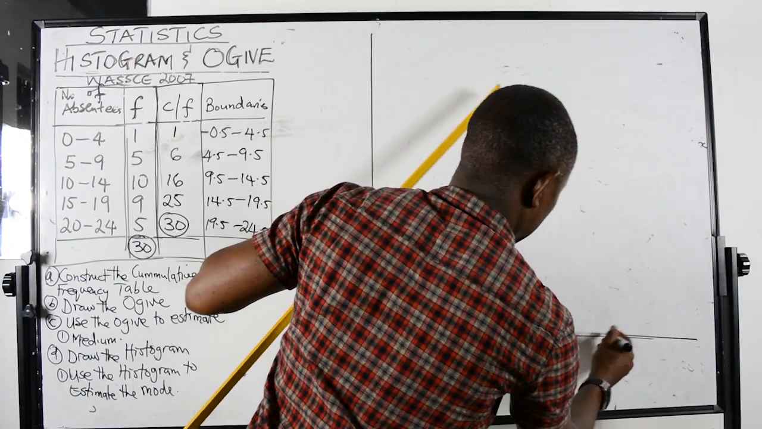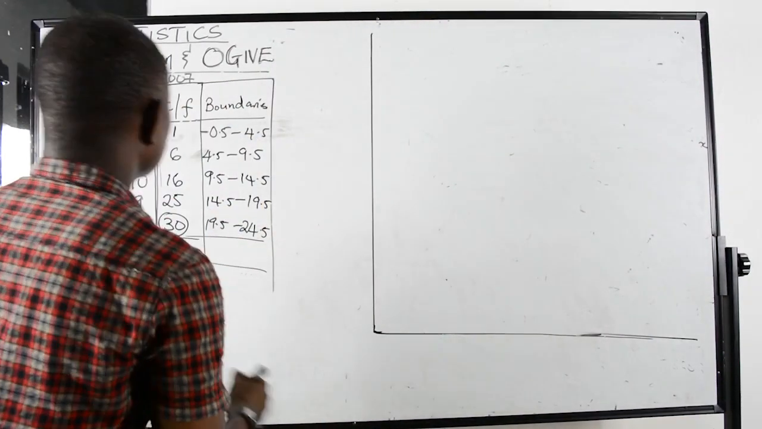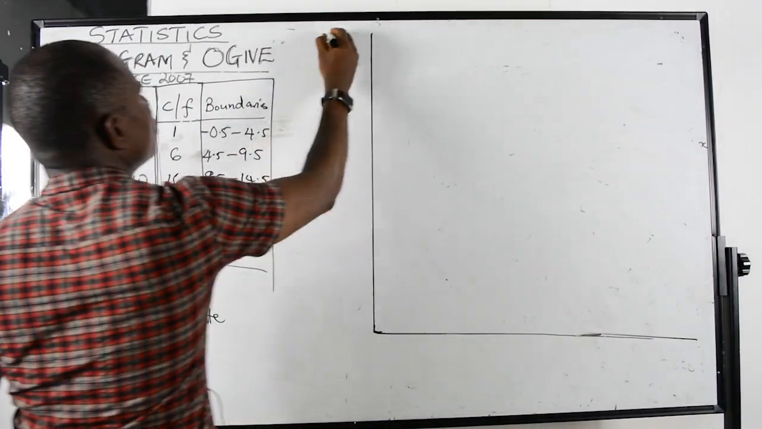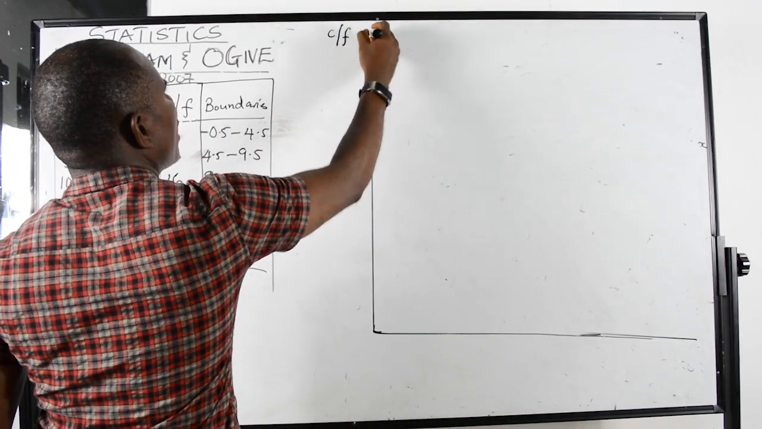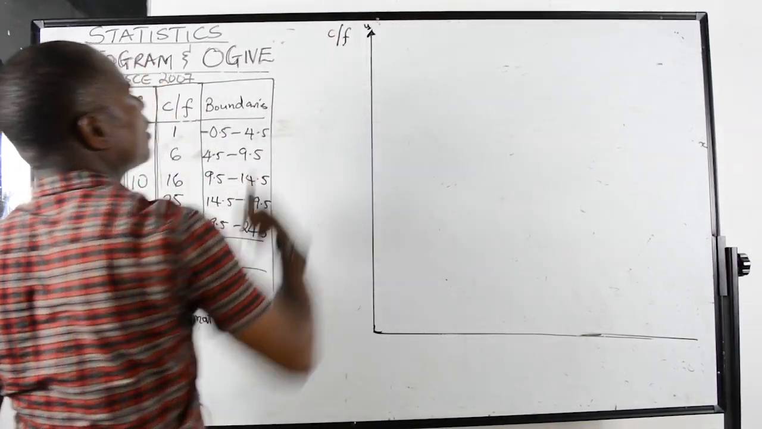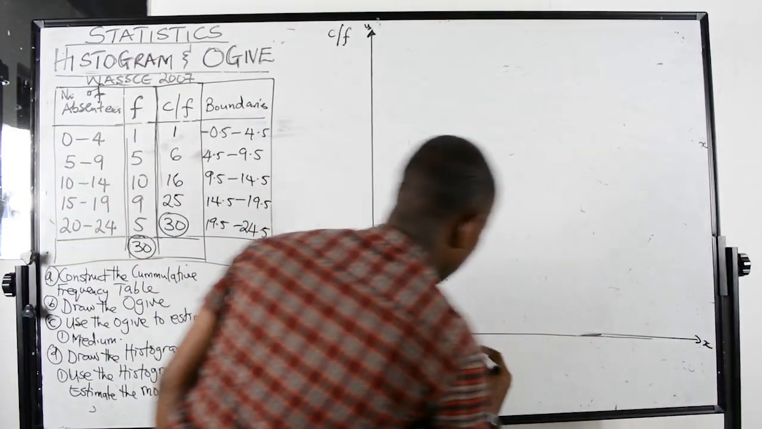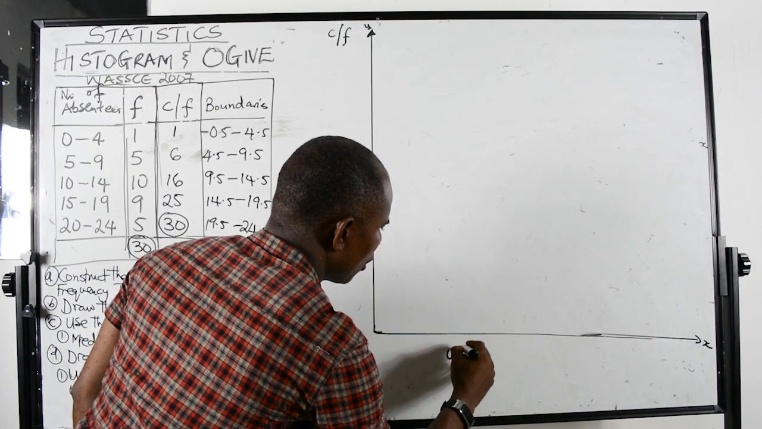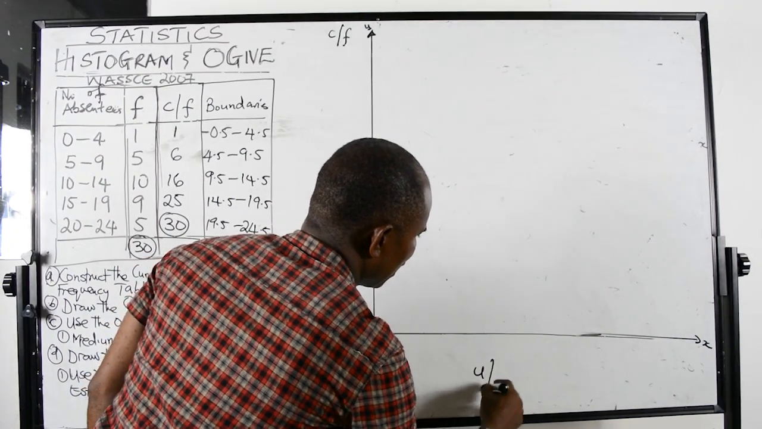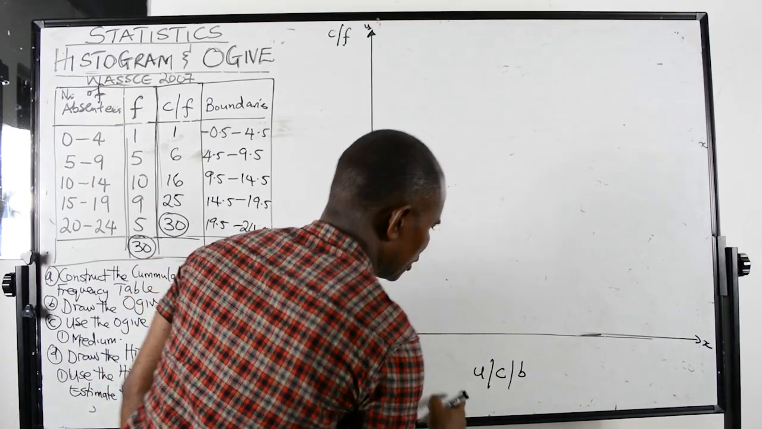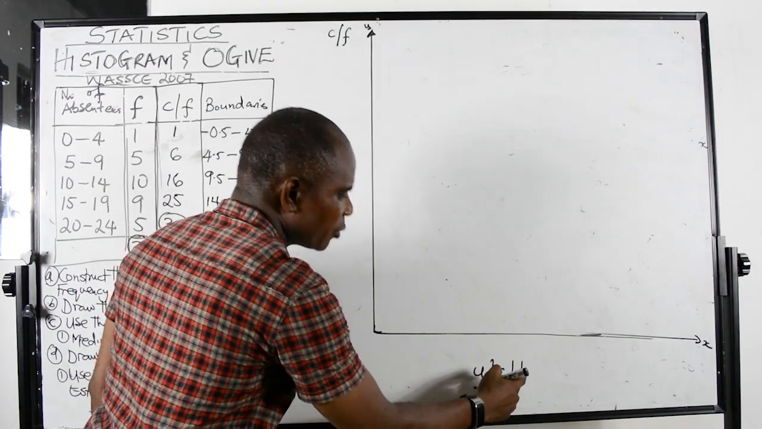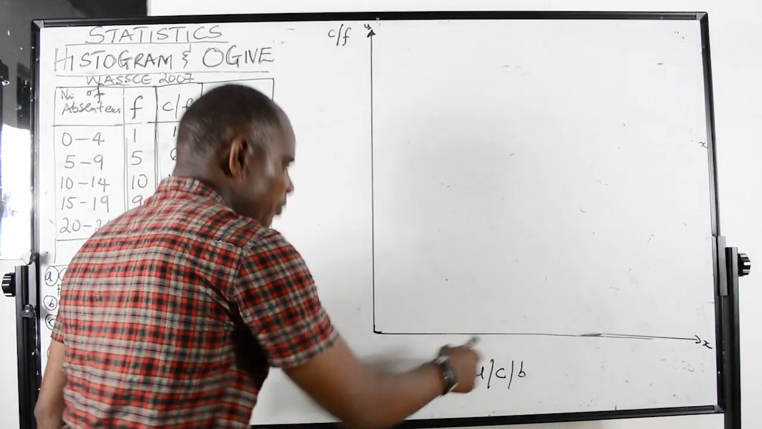So I've got a line. This is the x-axis. In drawing the cumulative frequency curve, I need the cumulative frequency on the y-axis. This is the y-axis. And on the x-axis, I have the upper class boundary. I have to write it in full: upper class boundary. You write in full. Don't abbreviate like I did here.